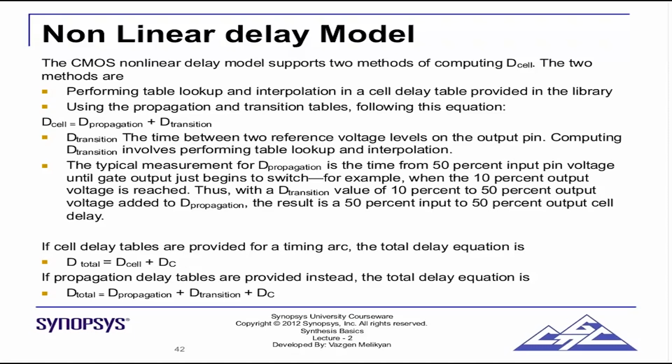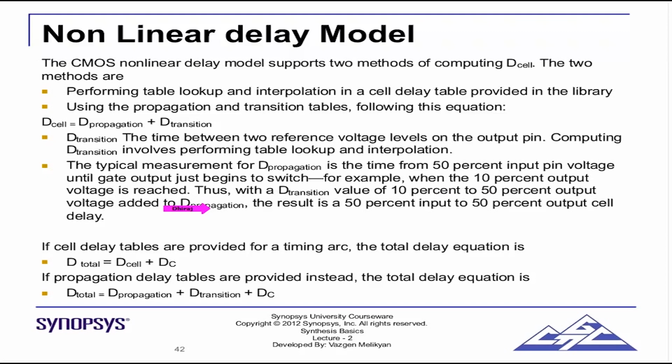So yeah, let's read this. The typical measurement of D propagation is a time from 50% input voltage value until the gate output just begins to switch. Now, the output will begin to switch. We say that, for example, we are using a 10-90 transition. So we say that the output is beginning to switch at 10% of VDD. So the D transition value of going from 10 to 50% is added to the D propagation, because the D propagation is calculated from the point of 50%.